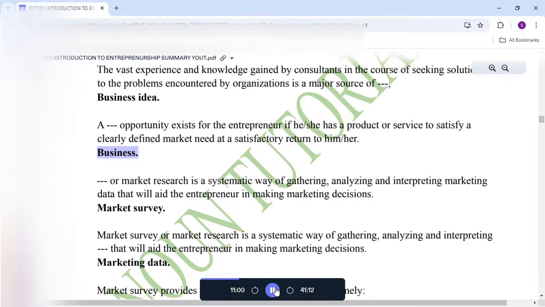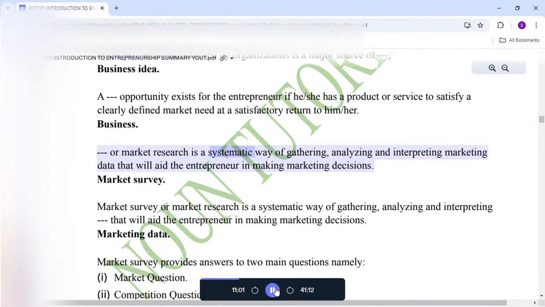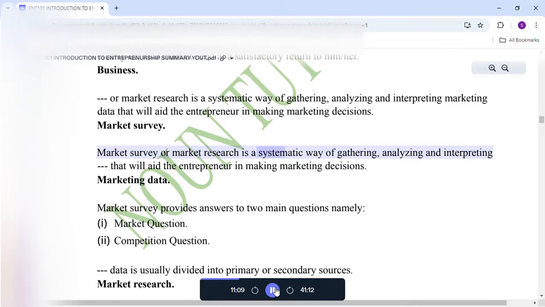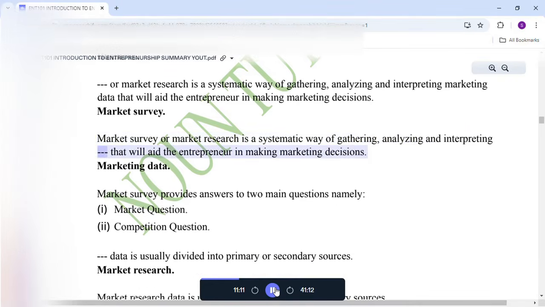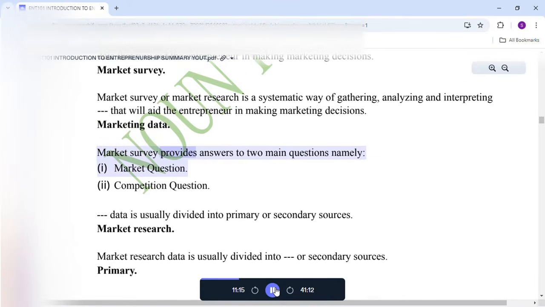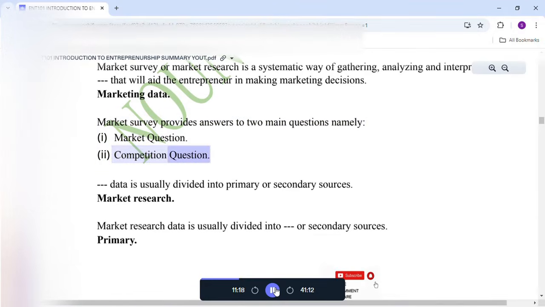Market survey or market research is a systematic way of gathering, analyzing and interpreting marketing data that will aid the entrepreneur in making marketing decisions. Market survey provides answers to two main questions, namely: 1. The market question. 2. The competition question.